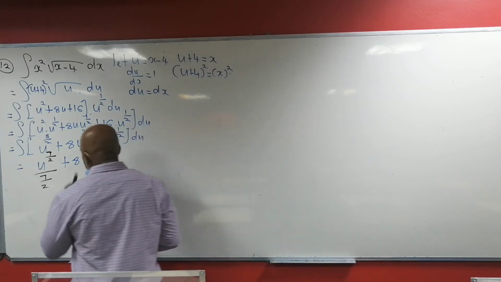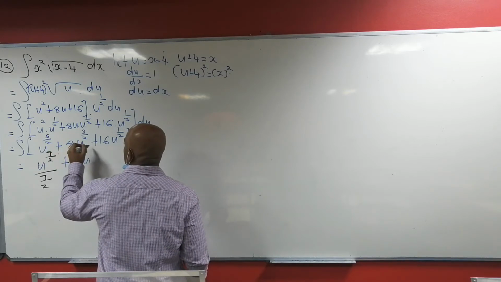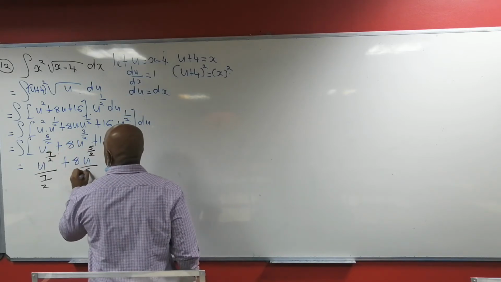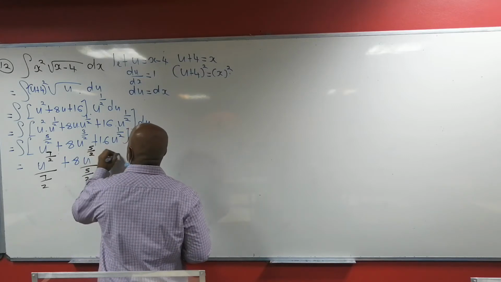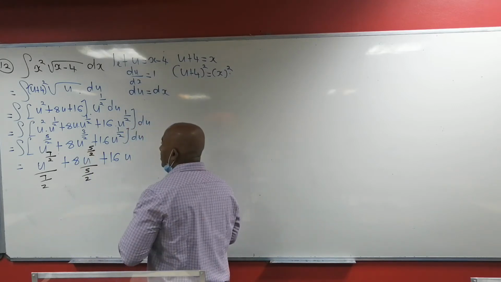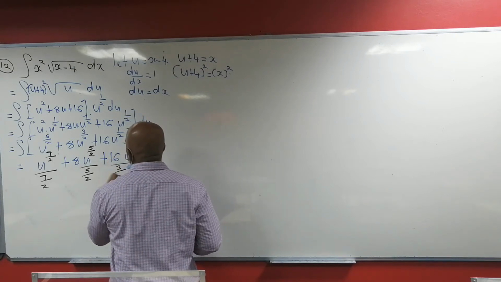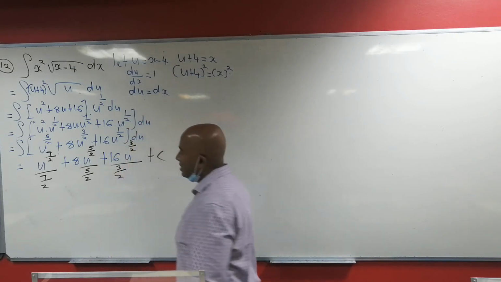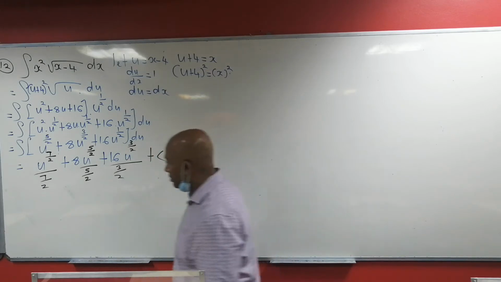Okay. So that's going to be 8u. 3 over 2 plus 2 over 2 is 5 over 2. 5 over 2 there. Integrate plus 16u. Half plus 1 will be 3 over 2. 3 over 2 plus c. You're done. Don't forget to substitute back for u.